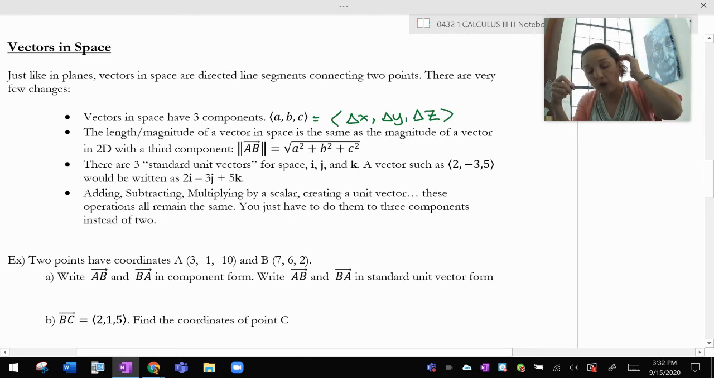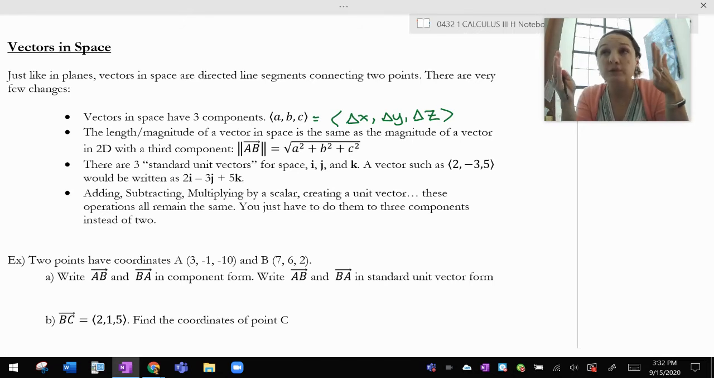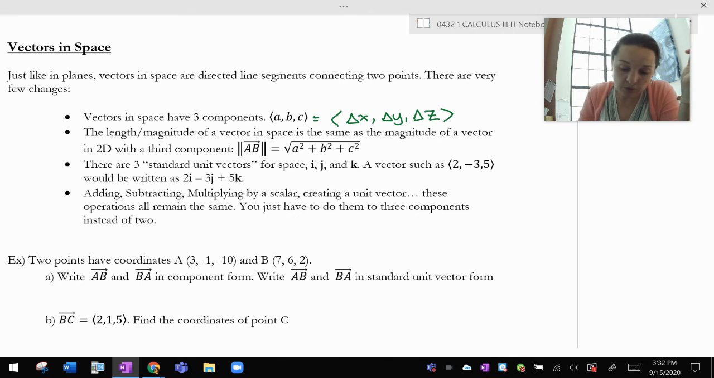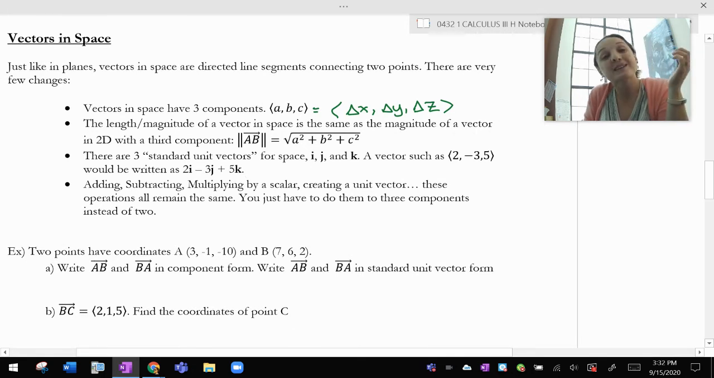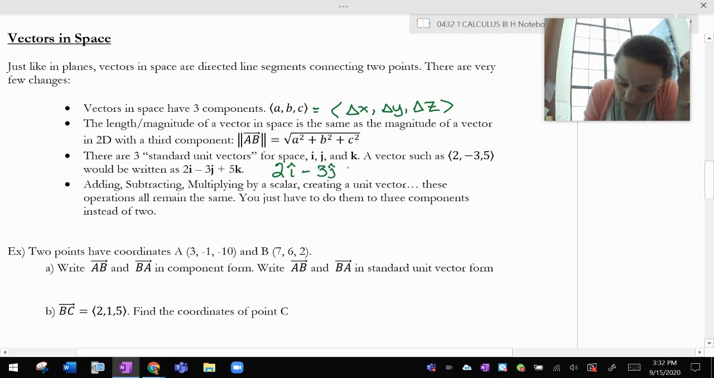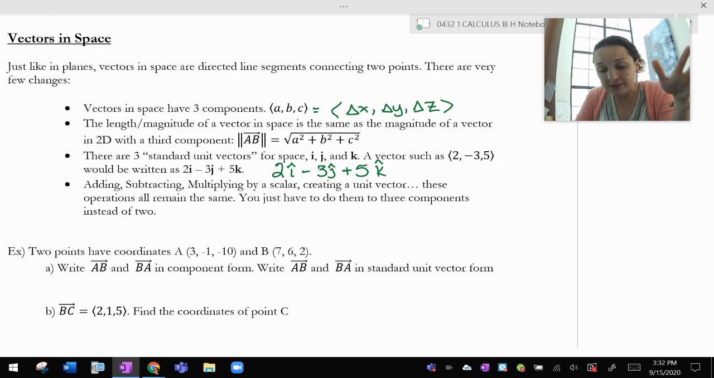The length or magnitude of a vector in space is the same as the magnitude in 2D. You just take the sum of the squares of the components and then square root it. So the square root of a squared plus b squared plus c squared. If you want to write a vector instead of in component form in standard unit vector form, which was i, j before, i, j now has a k. And so if you want to write it, you could write 2i minus 3j plus 5k, and the k doesn't have a dot, so we just give it a hat. Okay. Add, subtract, multiply by a scalar, creating a unit vector, all those operations remain the same. You just have to do it 3 times instead of 2.